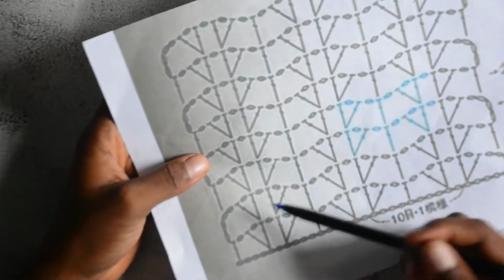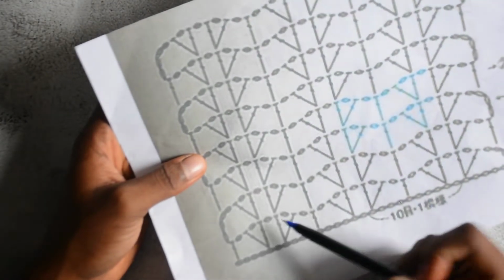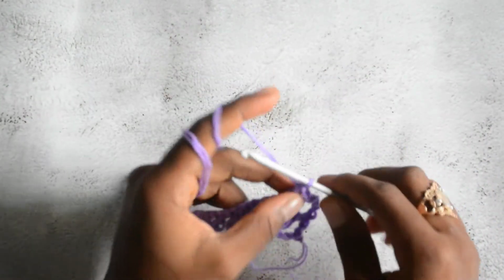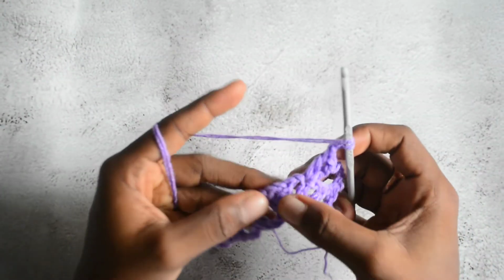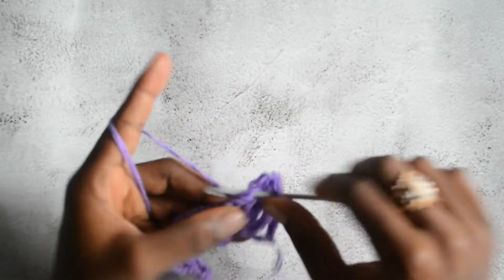So if I say we do the V, that's what we're doing, because it looks like the letter V. Now that we're done with the V, we chain 1 and we do another V in the very next double crochet. So chain 1, and in this very next double crochet we do another V, which is double crochet, chain 1, double crochet.